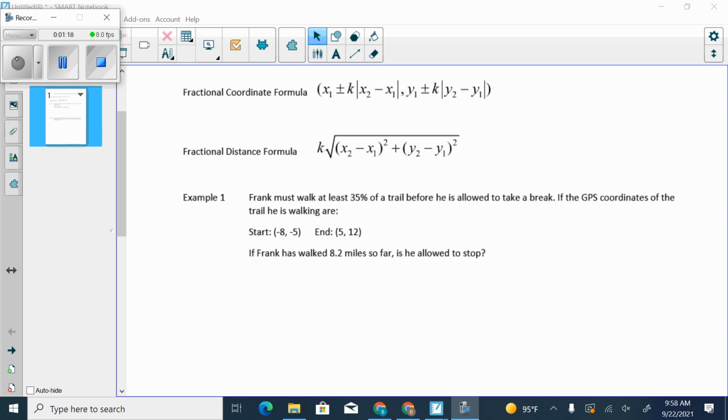So they give us this formula to find the coordinate. Here is fractional distance. It's the exact same as our distance formula. We just put the k in front. Okay? And we already know k is always going to be some fraction or decimal because we had something similar to this back in Unit 1.